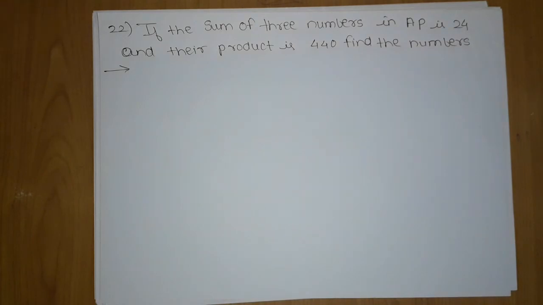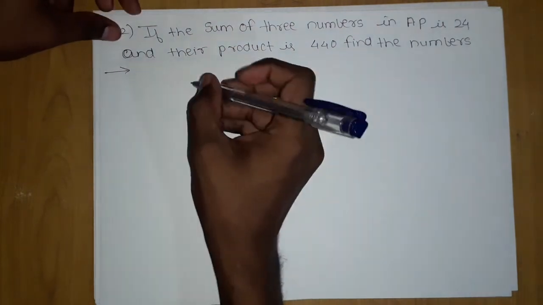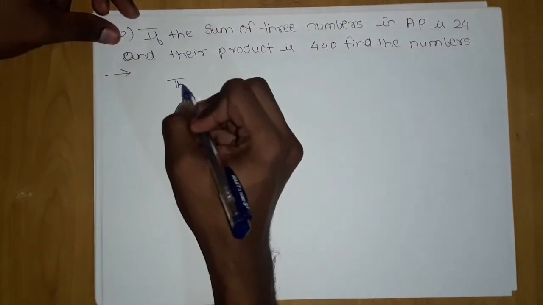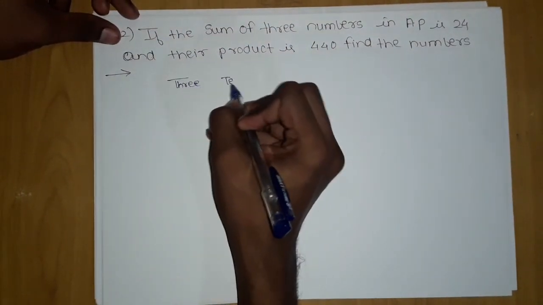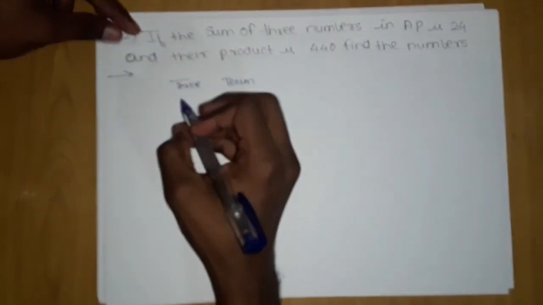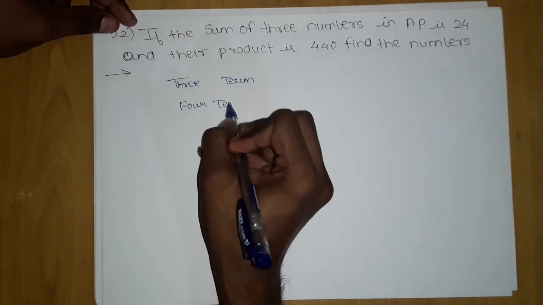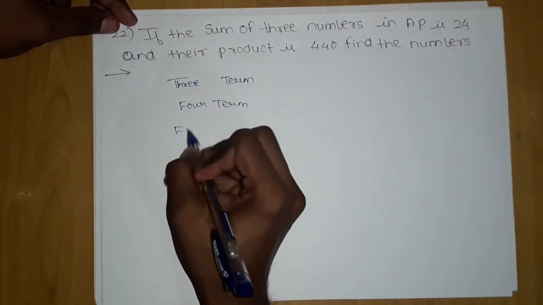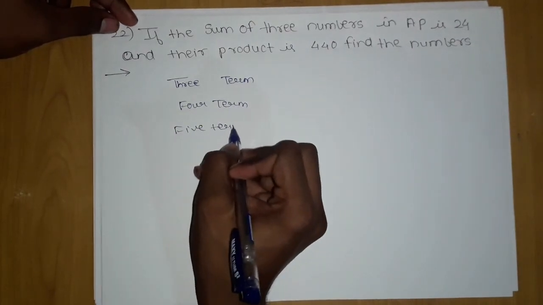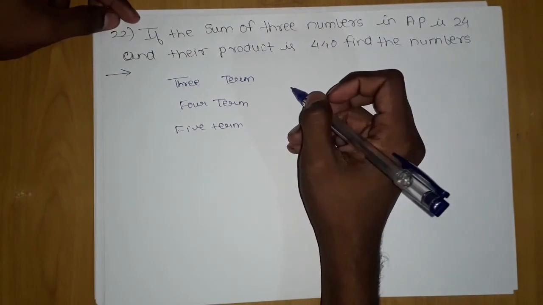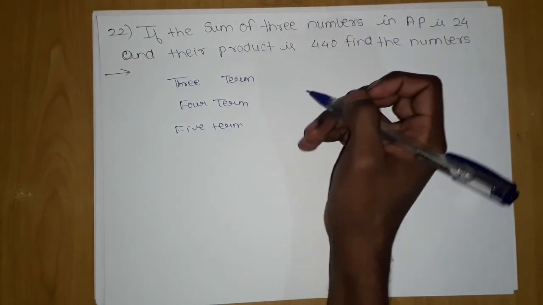Now the 22nd question, which says if the sum of the three numbers in AP is 24 and the product is 440, find the numbers. Now let me tell you some things. Three terms, 4 terms and 5 terms, these things come in AP. Now just see, 3 terms means odd, 3 is odd, so the middle term will be a.